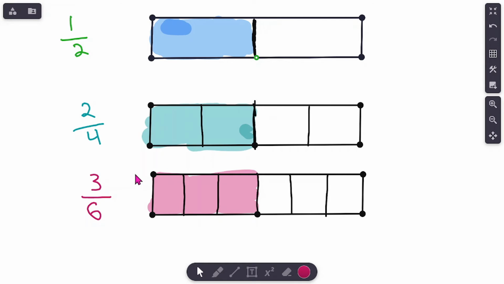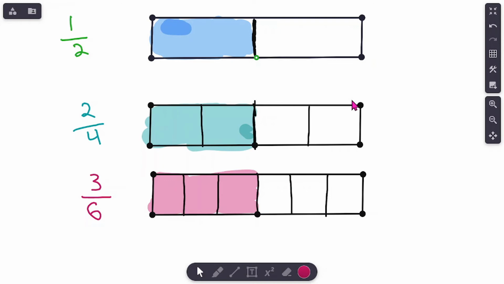You can do this with any fraction out there. I don't care what fraction it is, you can draw fraction bars and you can compare them. The biggest thing, make sure you draw the same size fraction bars. All right, that's how you can do equivalent fractions using fraction bars.